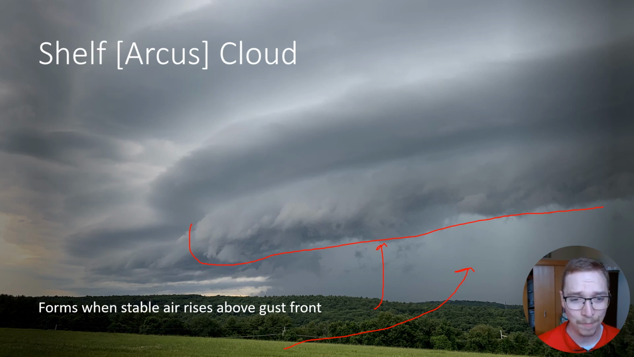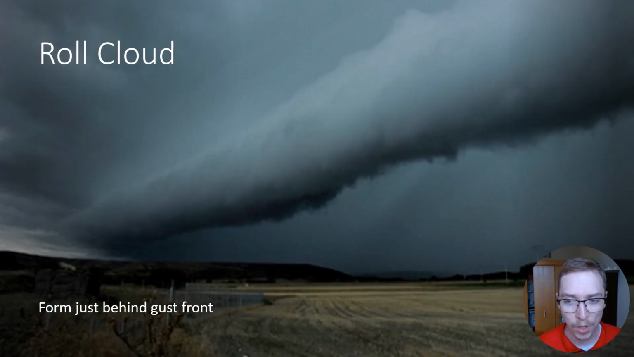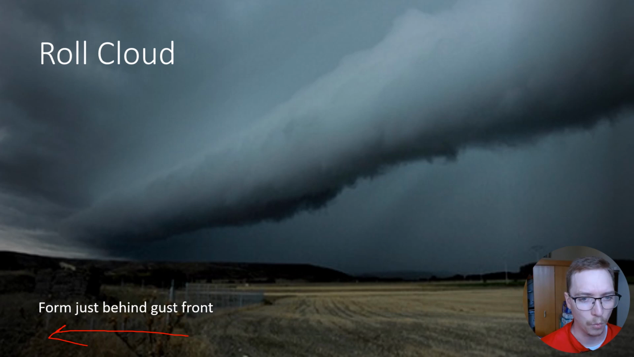And then, sorry, another feature, we have our roll cloud. These form just behind the gust front. So maybe the gust front, if our storm is moving more or less right to left, this is just behind the gust front. And roll cloud because there's some vortical movement, I think would be the word I'm looking for. So some rotating flow like we see there. And that can be an interesting aspect of the storm.